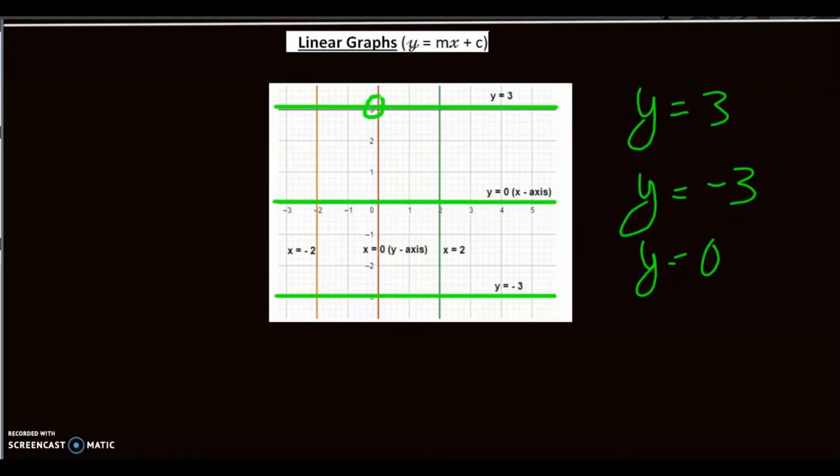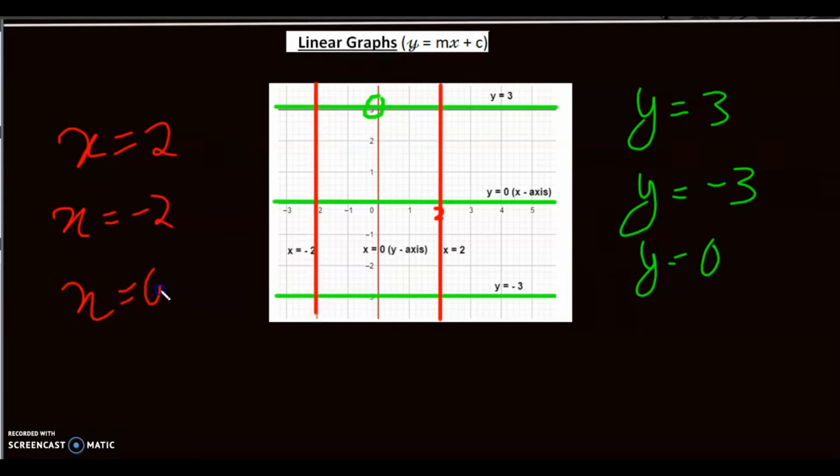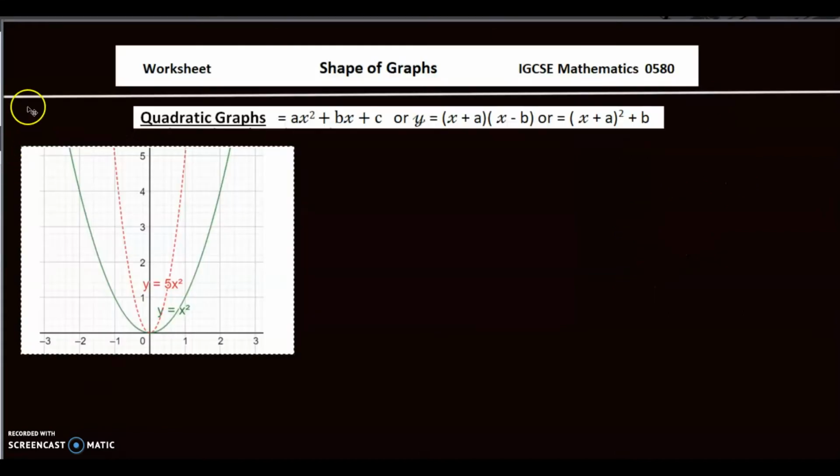Similarly, if I've plotted x equals 2, which is going to be a vertical line passing through x equals 2, which was somewhere here, then x equals minus 2 will be a vertical line passing through x equals minus 2. And similarly, x equals 0 is actually the y-axis, a vertical line passing through x equals 0. Okay, next we will talk about quadratic graphs.